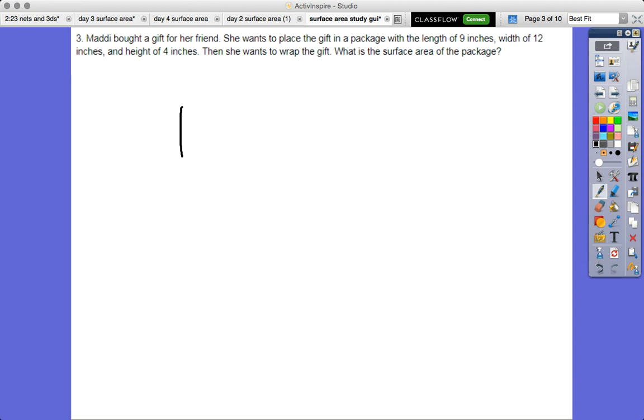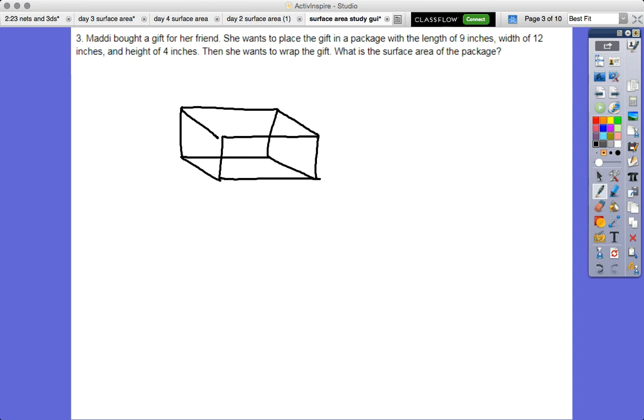Now, I cannot possibly solve these in my head without drawing a picture. So I suggest if your brain works like that too, it may help you a lot to draw a picture. Your picture doesn't have to be beautiful. Mine clearly isn't, but it really does help so that you can imagine those dimensions. So it said it has a length of 9, a width of 12, and a height of 4. So we're going to have to find the surface area of this package.